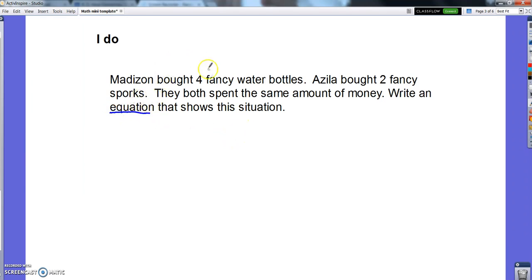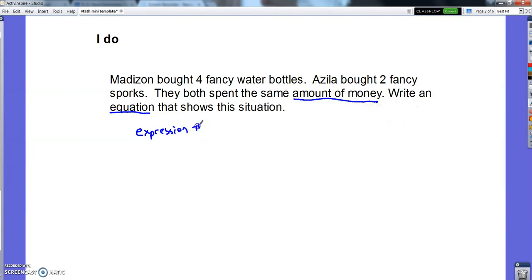So, Madison bought 4 fancy water bottles. Azila bought 2 fancy sporks. They both spent the same amount of money. Write an equation that shows this situation. So in this problem, if I think back to all the time we spent doing expressions, I really have 2 expressions here. I have expression number 1 that involves Madison's 4 fancy water bottles. So she bought 4 fancy water bottles. We're talking about money, and I find out later they spent the same amount of money, right?